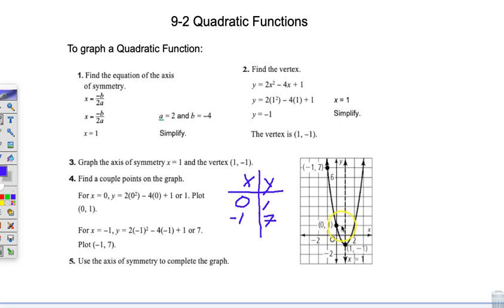So you can see that they're all the same distance away from the axis of symmetry, like this would be another point. This is 2 units away from the axis of symmetry, so on the other side it's 2 units away, and that would be the other point.